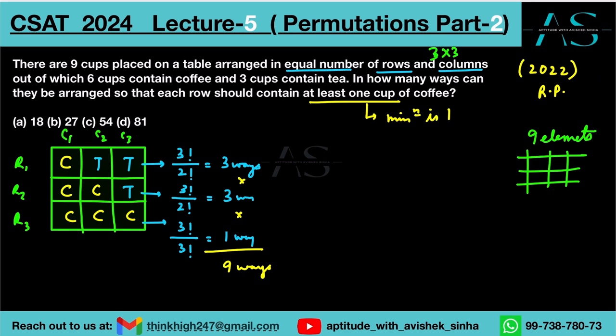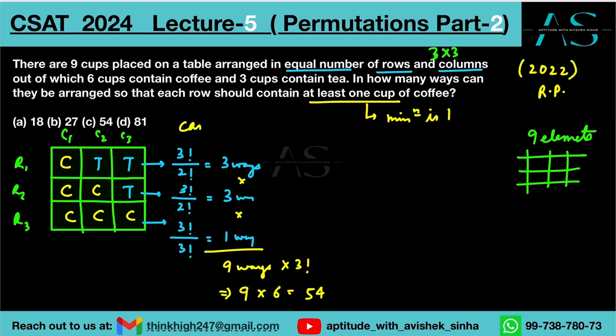Now, can the rows be interchanged? Can you say the first row might contain all coffee and the third row might contain 1 coffee and the others tea? You can always interchange the rows. It's not necessary that the first row will contain 1 coffee and 2 tea. It can be present in any of the 3 rows. So how many rows are there? 3. So this can be done in again 3 factorial ways. So 9 ways into 3 factorial ways means 9 into 6, which is 54.